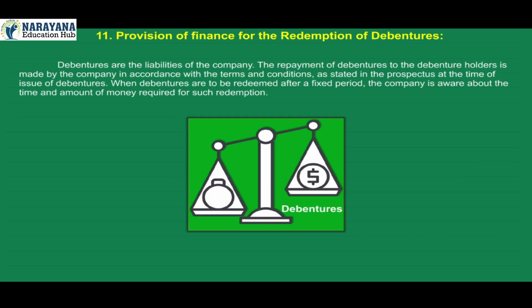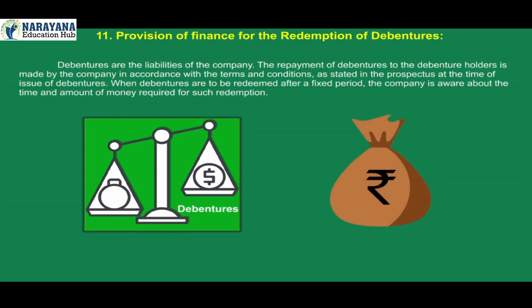11. Provision of finance for the redemption of debentures. Debentures are the liabilities of the company. The repayment of debentures to the debenture holders is made by the company in accordance with the terms and conditions stated in the prospectus at the time of issue of debentures. When debentures are to be redeemed after a fixed period, the company is aware of the time and amount of money required for such redemption.